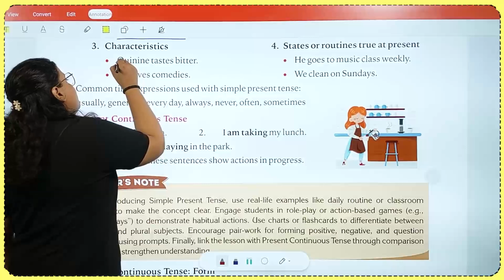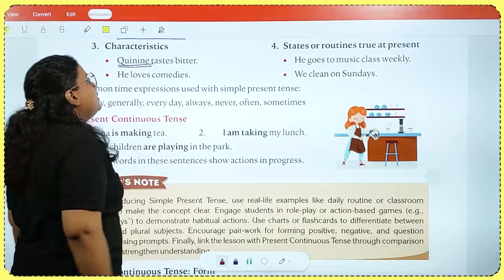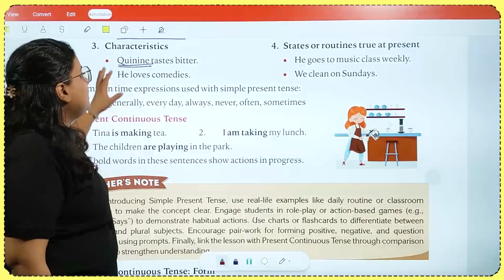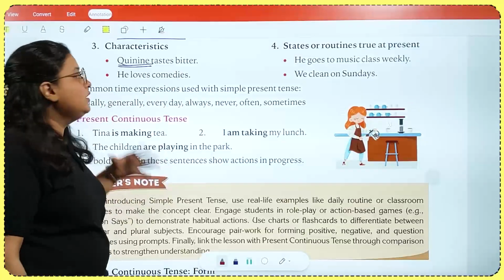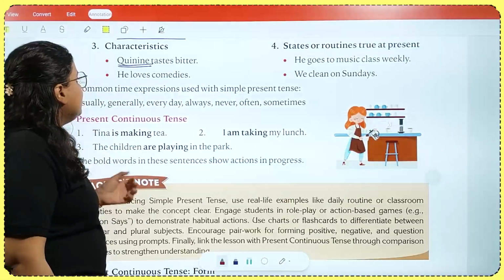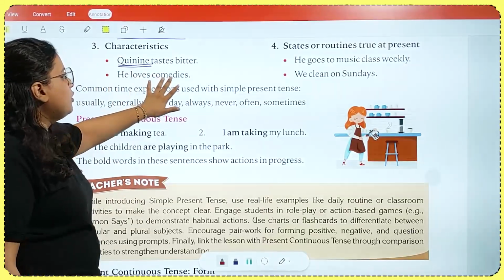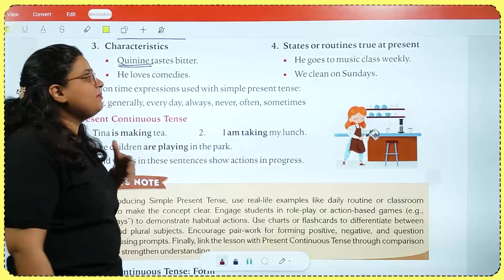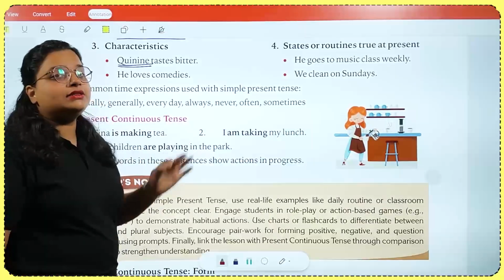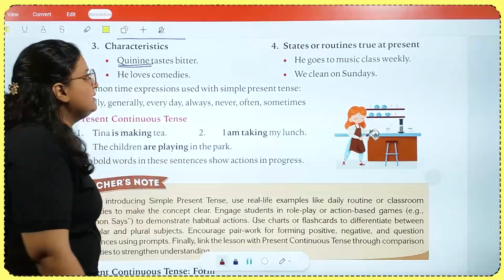Characteristics like quinine tastes bitter. So now, what is a characteristic? A quality, you can say. So if you're telling something's quality, you will use simple present tense. He loves commodity. So him loving the commodities, him loving things is a part of his personality. So that is why you will use simple present tense.